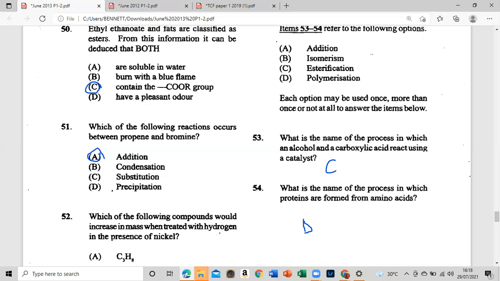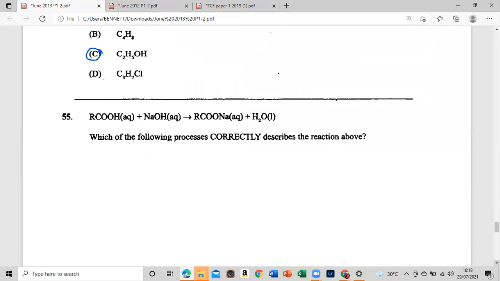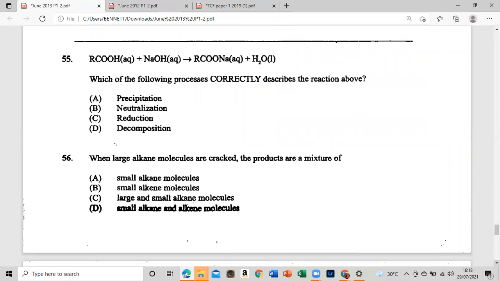Let's move on to 55. So after this, 5 to go, guys. 5 to go. All right. That plus that. Which of the following processes correctly describes the reaction above? Is it precipitation, neutralization, reduction, or decomposition? And that is neutralization. So that 55 is E.